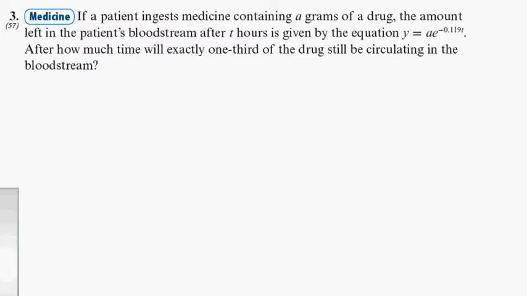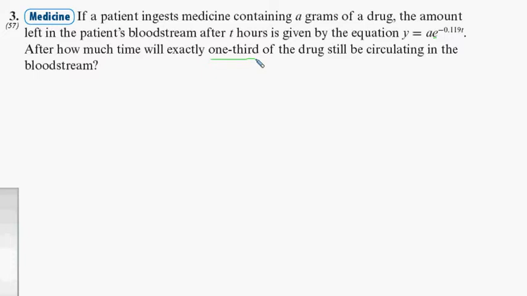Number 3, as you can see, is an exponential decay problem, and it uses the e value. Do you see the e value up here? Okay, and we've been told that the patient is ingesting medicine containing A grams of a drug. The amount left in the patient's bloodstream after t hours is given by this equation. After how much time will exactly 1/3 of the drug still be circulating in the bloodstream?